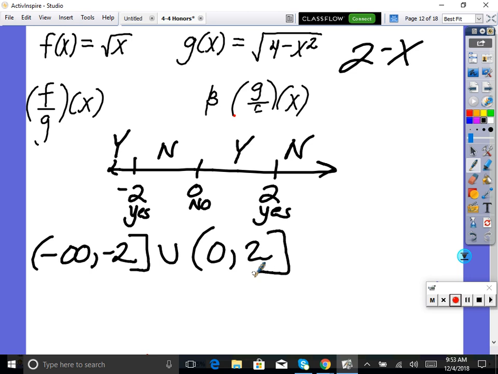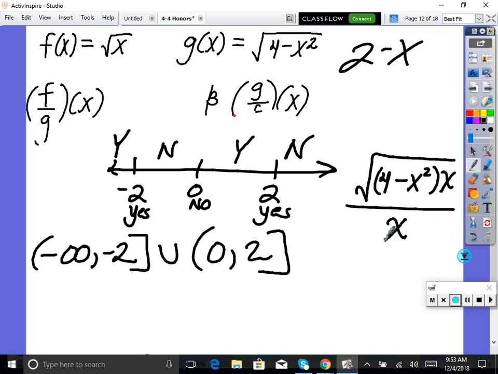Okay, hopefully we're good with rational inequalities to help us find our domain. And then your answer on that one, the final one, since g was on top, would have been the square root of 4 minus x squared times x, all over x. Or x could be in front, times in front. Do we have questions? Okay.